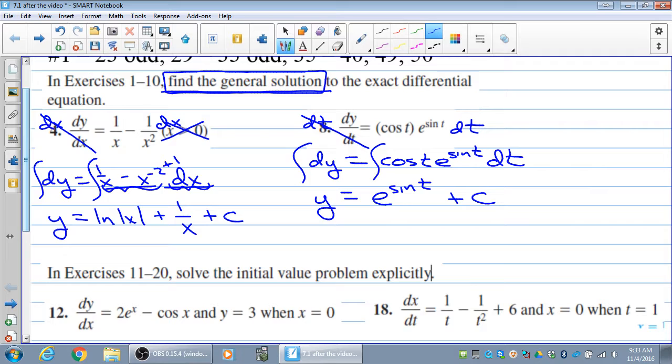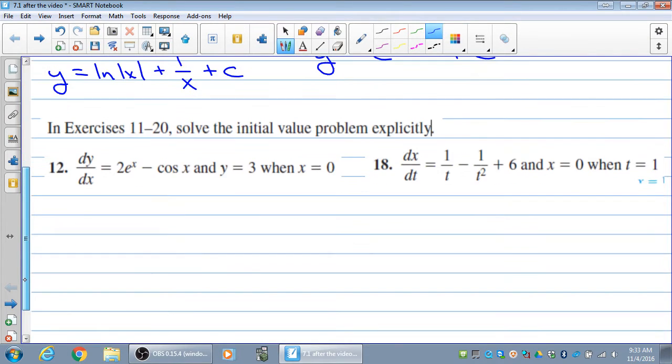Where'd the cosine go? Chain rule, right? So if you take the derivative of e to the sine t, it is e to the sine t, but then times the derivative of the inside, which is cosine of t. So that's where the cosine went. It is not necessarily gone, but if I took the derivative, it would come back, right? All right, so that's part of the chain rule.